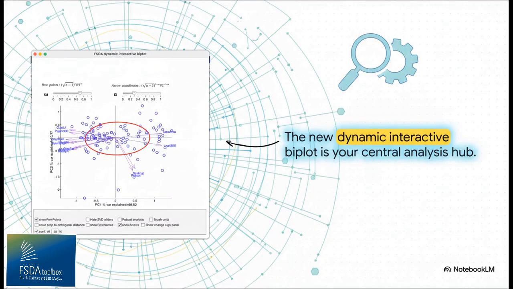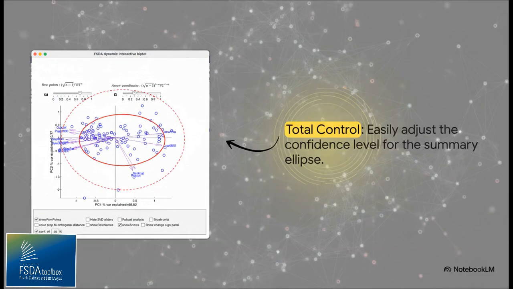So all of this foundational stuff, it all leads up to the main event, and that is the new, fully dynamic, interactive biplot. Seriously, this is not just another boring, static chart. You should think of this as your new command center for PCA. It's a place where you can poke around, ask questions, and really interact with your results live. And this is where the new interactivity just completely shines.